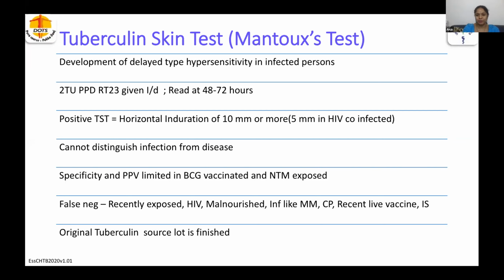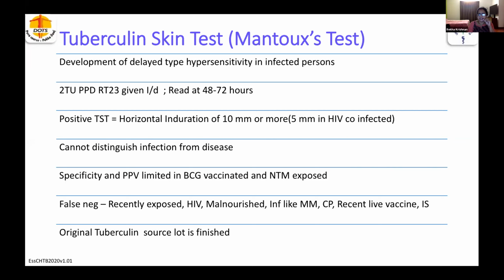A positive Mantoux test means just that the child is infected, and there is no guarantee that he is having a disease. So we can only use it as supportive evidence for tuberculosis, not for diagnosis of tuberculosis. And when you are reporting Mantoux, if it is negative, you should report it as 0 millimeter or 1 millimeter, and not just say negative or positive.